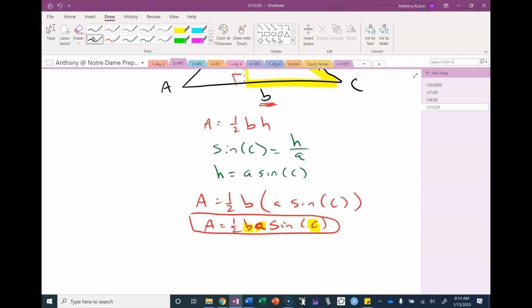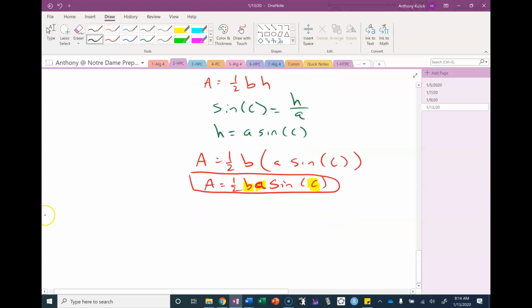So that's nice, although the likelihood you'd be given an angle in your triangle in the real world to find the area is maybe less likely than if you're just given the 3 side lengths. So there's an area formula that does that.